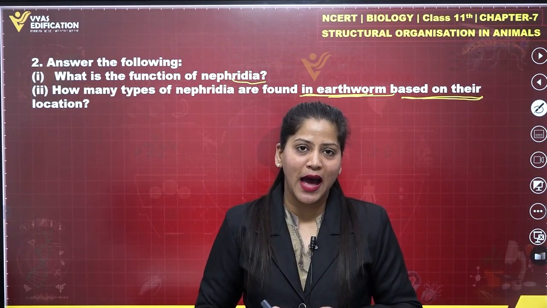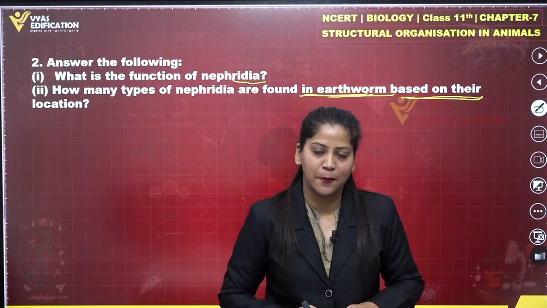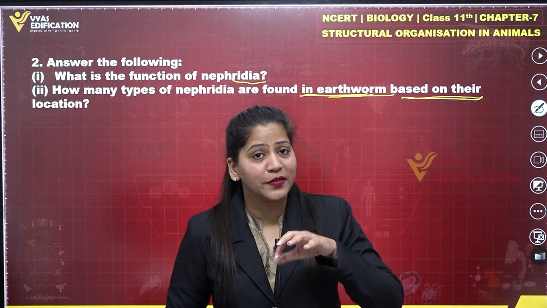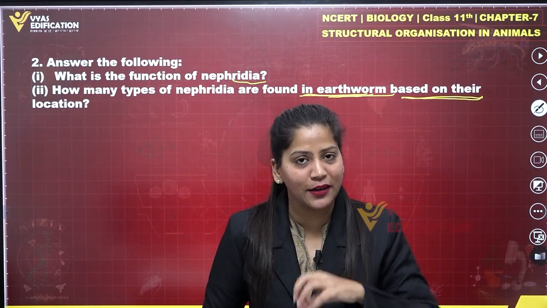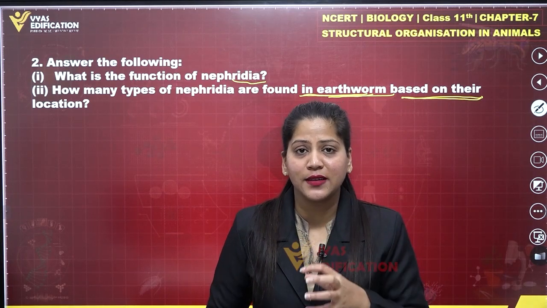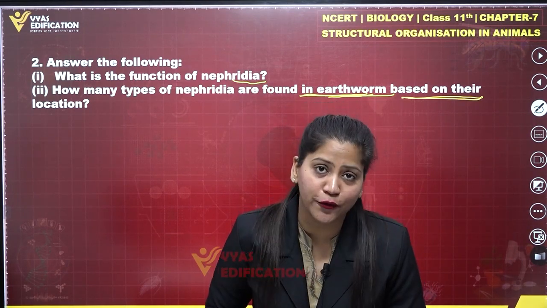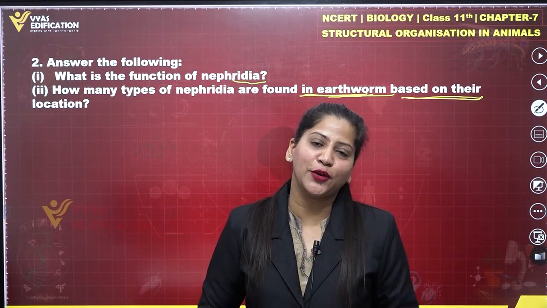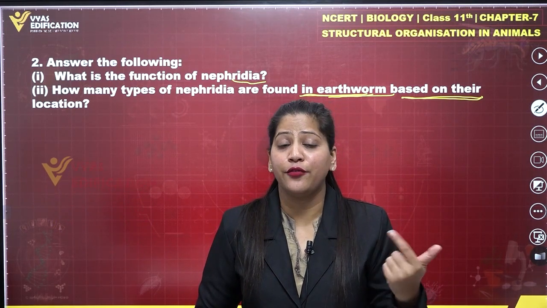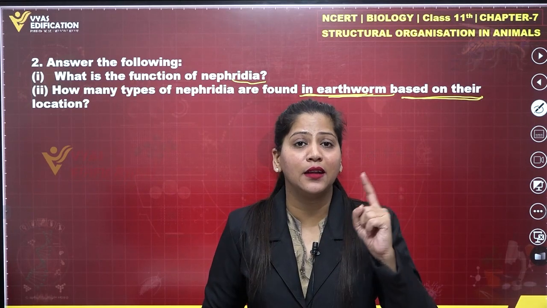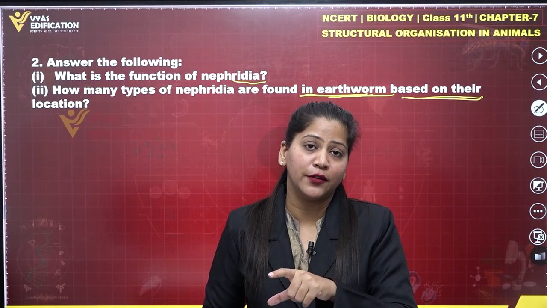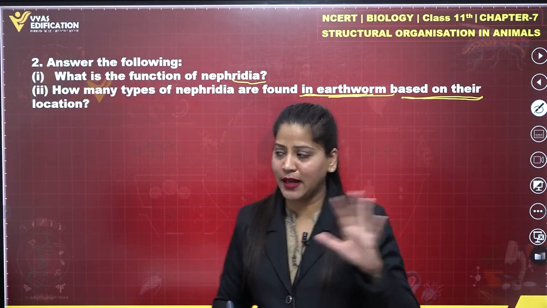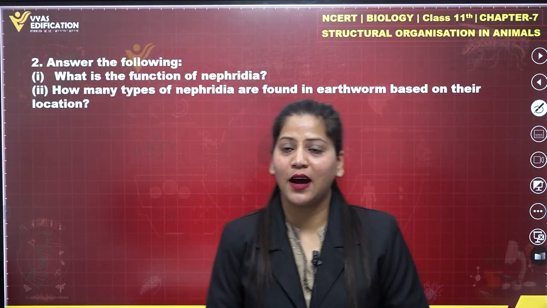The last one we have is pharyngeal nephridia. Now, if we talk about the location of pharyngeal nephridia, these are present as 3 paired tufts in the 4th, 5th and 6th segment of earthworm. Where are these pharyngeal nephridia present? In the 4th, 5th and 6th segments, right? So let's write this answer.